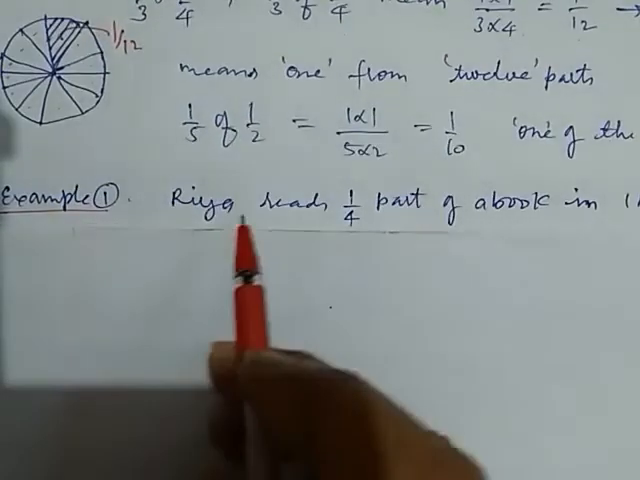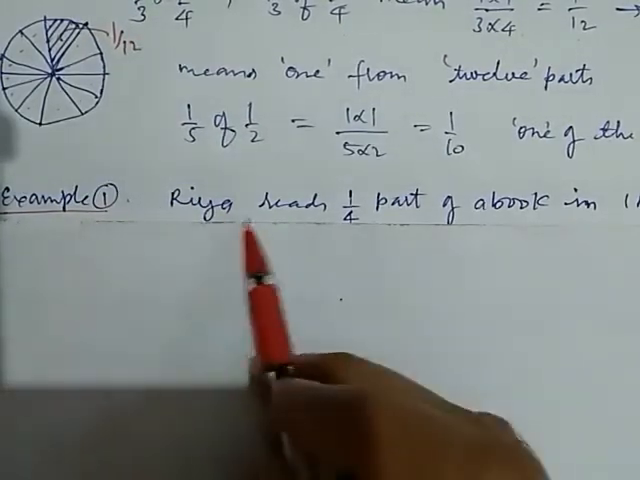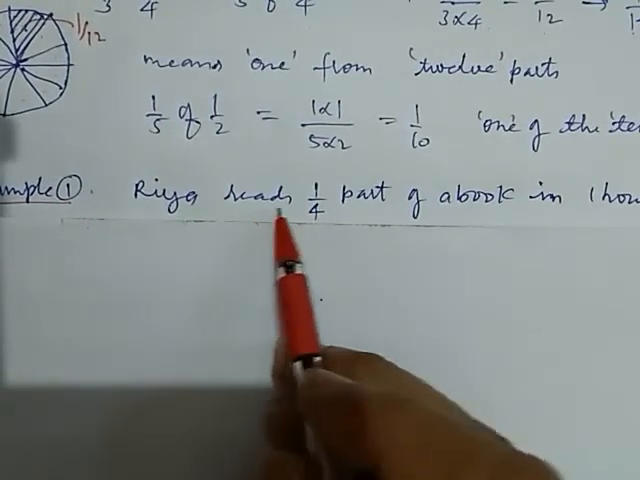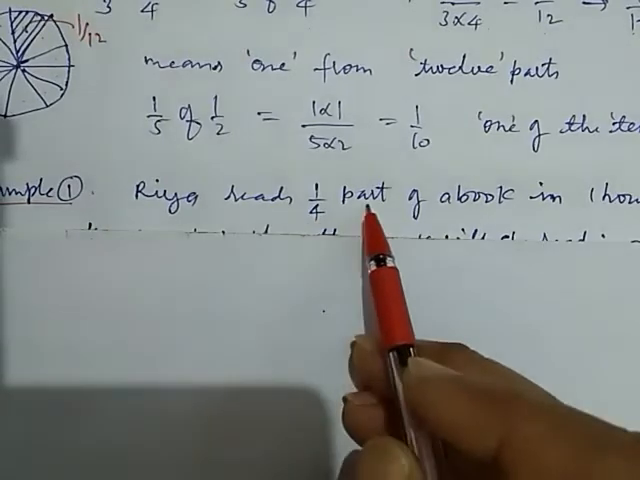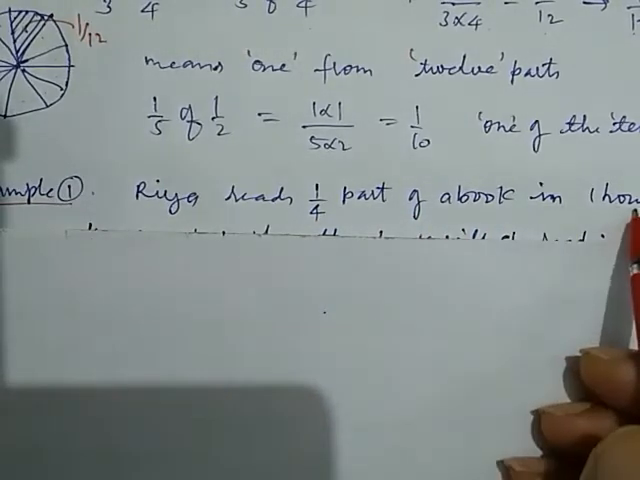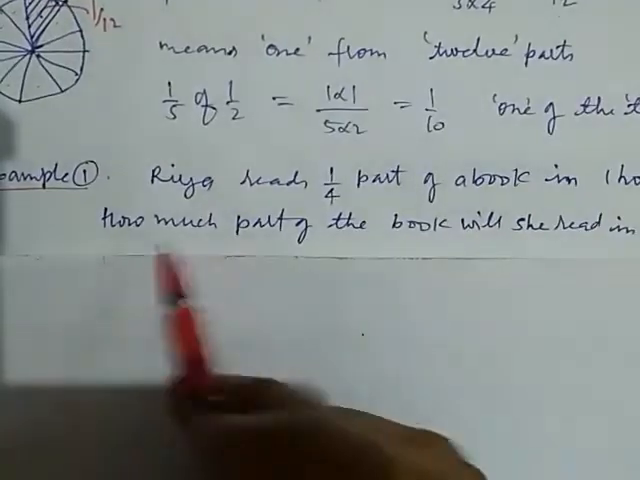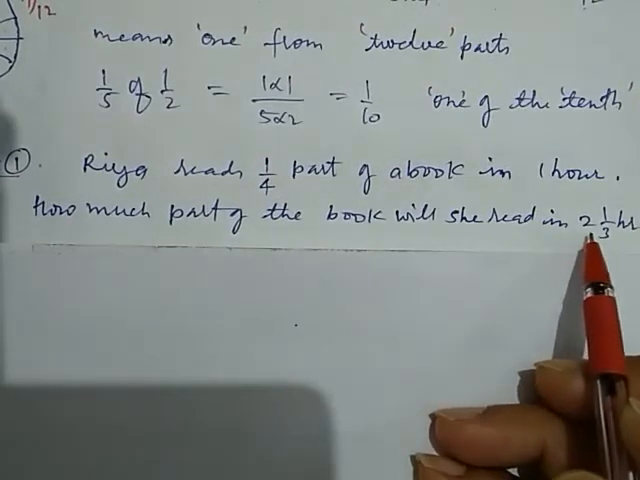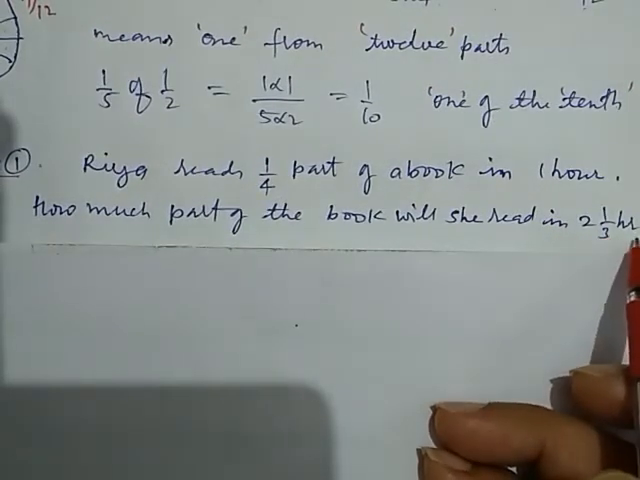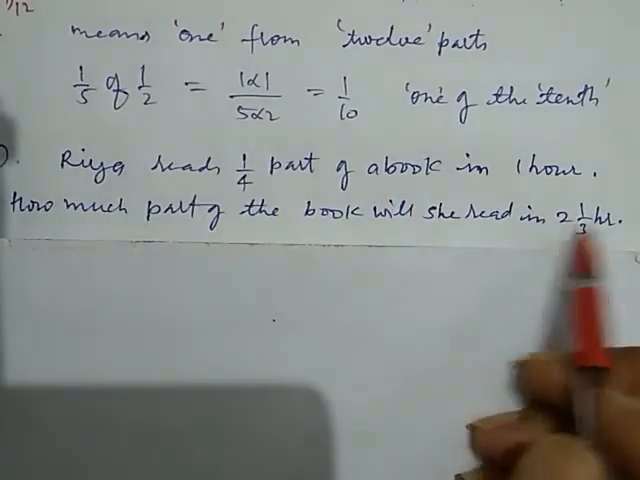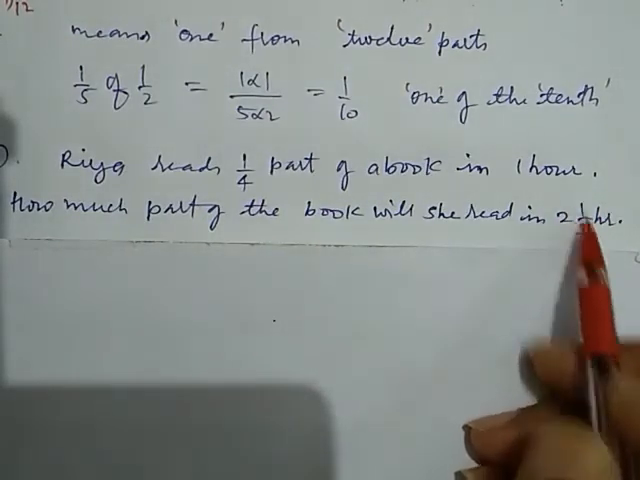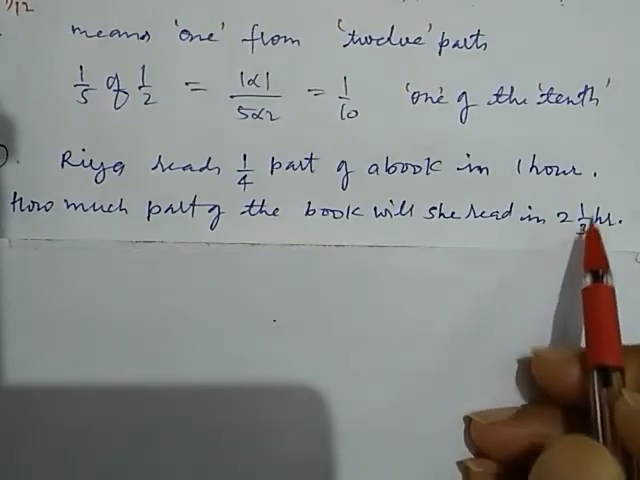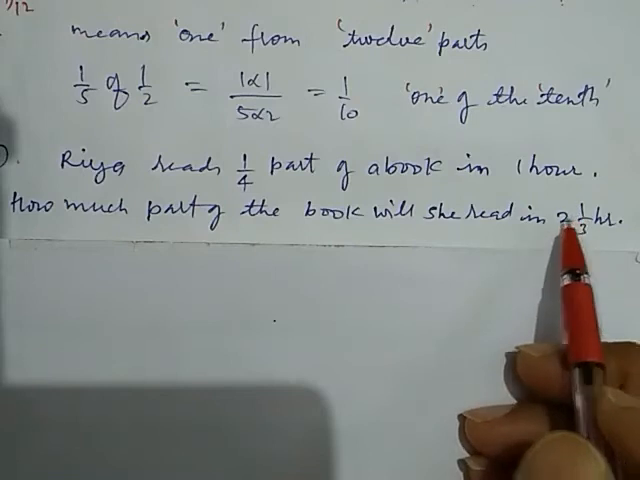Now we consider a problem, one example, to understand this clearly. Here is the example. Ria reads 1/4 part of a book in 1 hour. How much part of the book will she read in 2 and 1 by 3 hours? Here we consider this 2 and 1 by 3 hours. This is a mixed fraction. We convert this into an improper fraction.